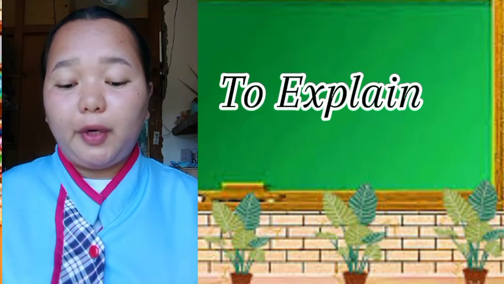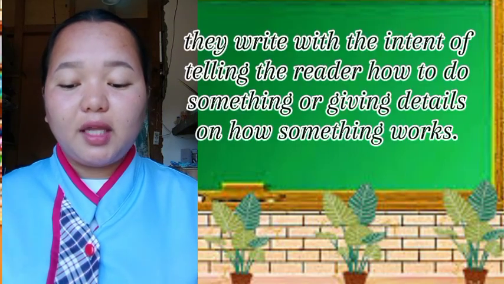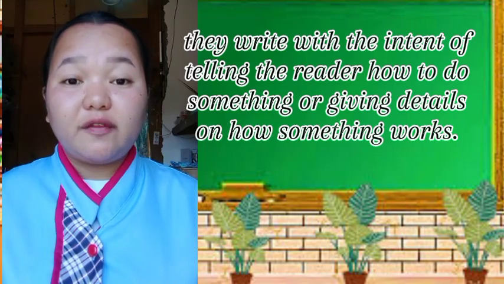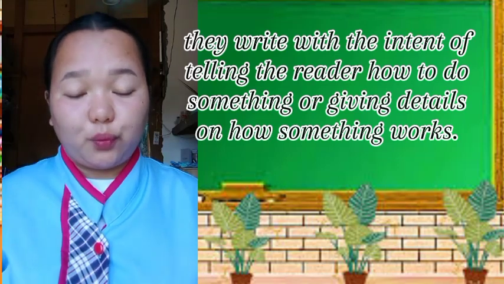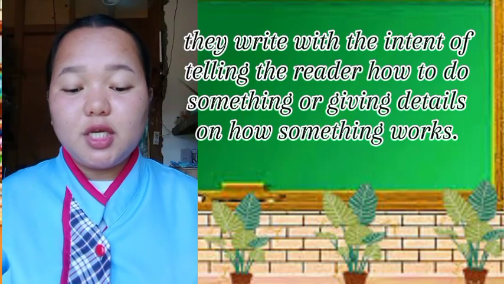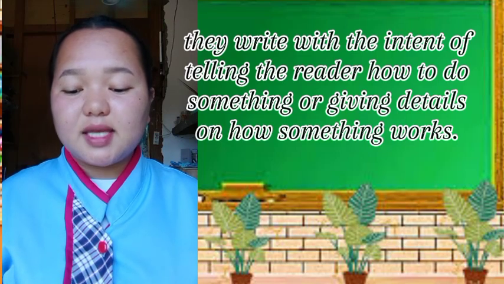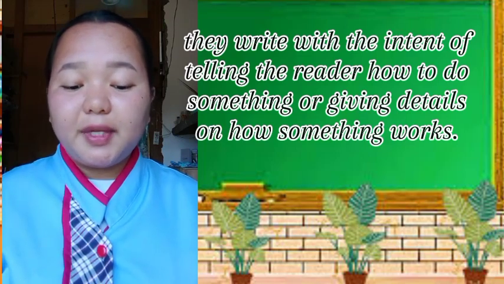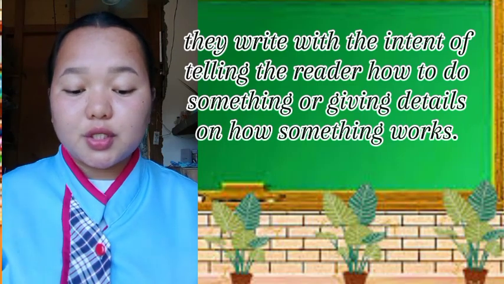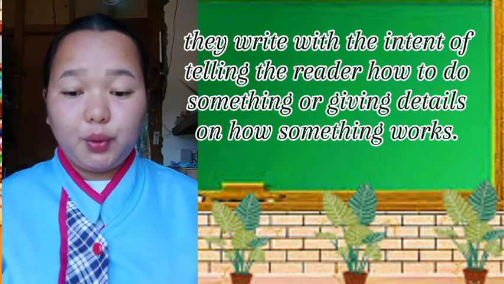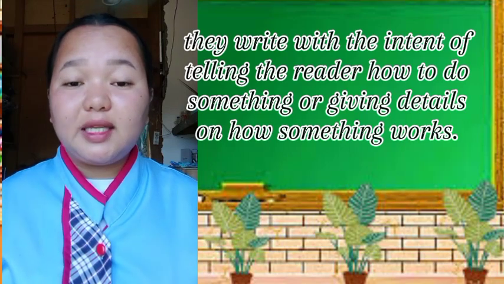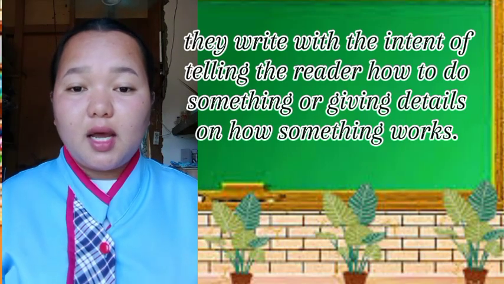So when the author's purpose is to explain, they write with the intent of telling the reader how to do something or giving details on how something works. This type of writing is about teaching a method or a process, and the text contains explanations that teach readers how a particular process works or the procedure required to do or create something. So explain, it is very understandable.